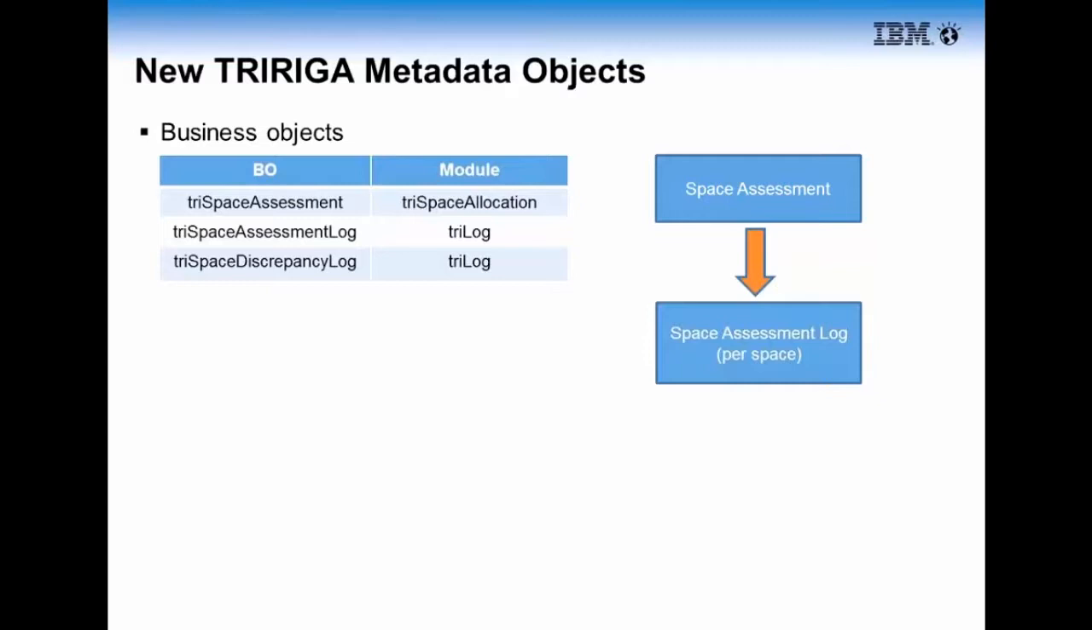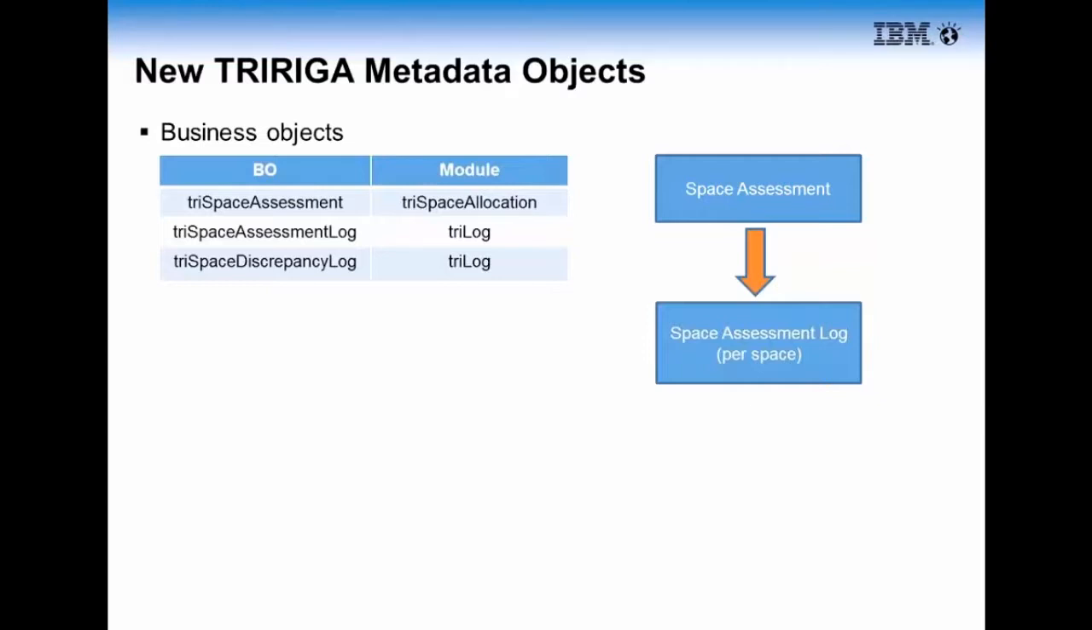The association between those three business objects is that, like Alfredo just showed you, once the space assessment is created, the creator of that assessment will be able to select the building and the floor, and the spaces will be available for the assessor, the creator, to select which spaces they want to be assessed on that space assessment.